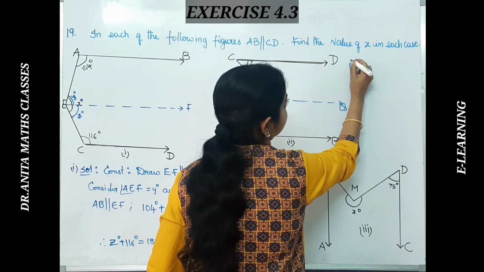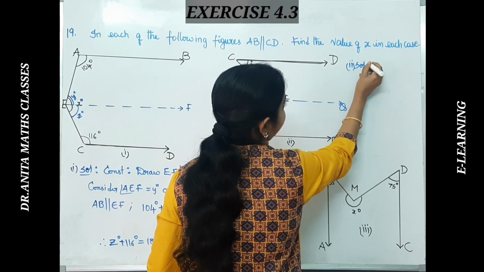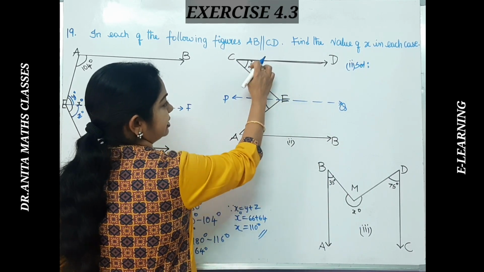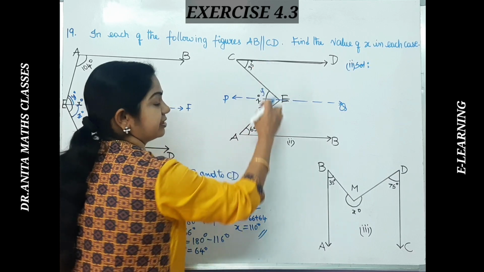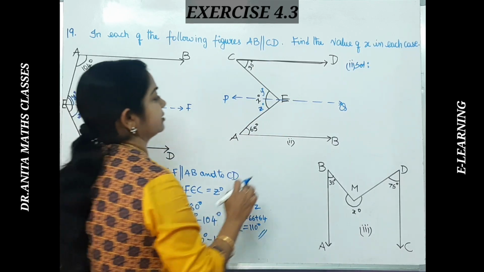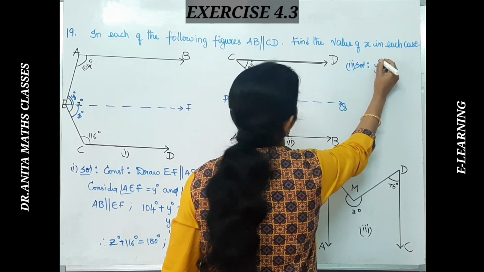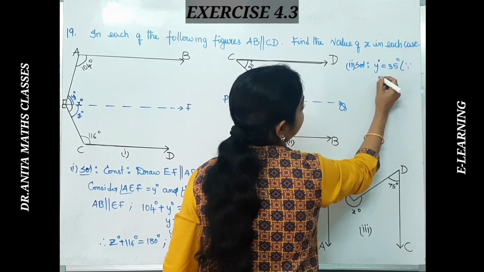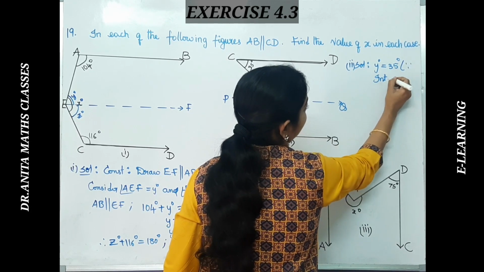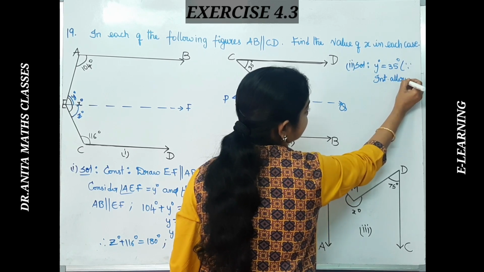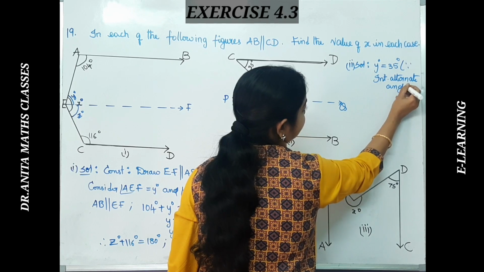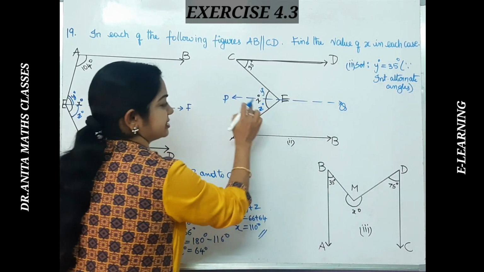Second solution. Here CD is parallel to PQ, and these two, Y and 35 degrees, form interior alternate angles. Okay. So Y is equal to 35 degrees. Why? Since they are interior alternate angles. Okay, we got Y. We will find the Z also.